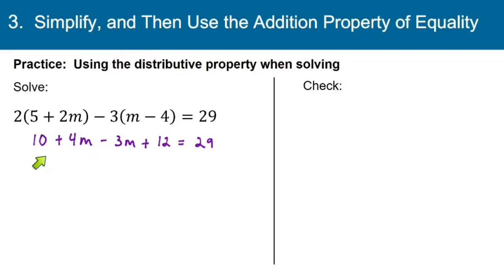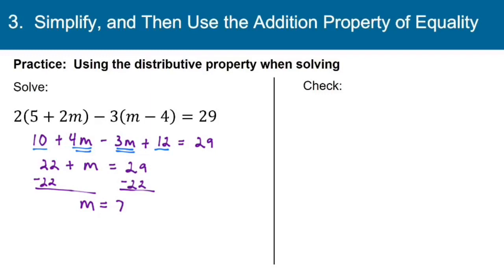Now look at the left side. We have a couple of pairs of like terms. So 10 plus 12 adds up to 22. And 4m minus 3m adds up to positive 1m. And on the right side we still have just 29. So now we want to isolate m. So we will subtract 22 from both sides. And that's going to give us on the left just m, and on the right positive 7.